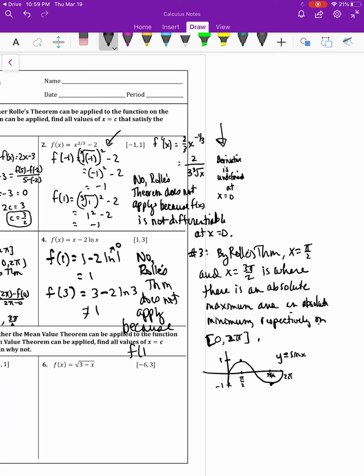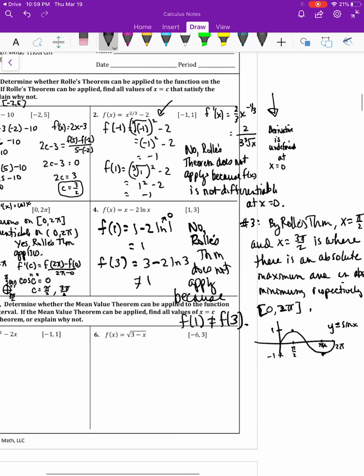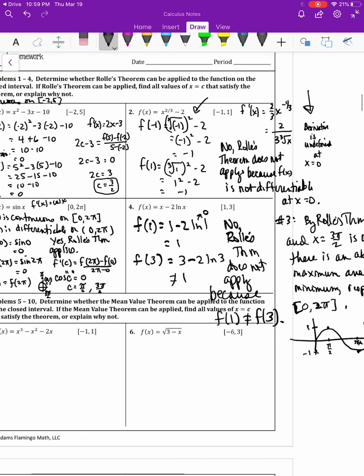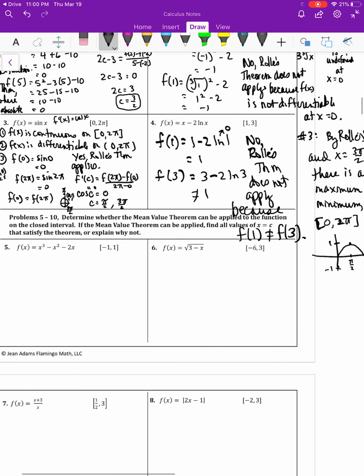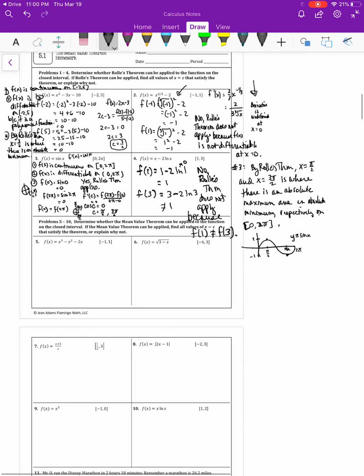Because f of 1 does not equal f of 3. So that has to be something that you have to use Rolle's theorem.